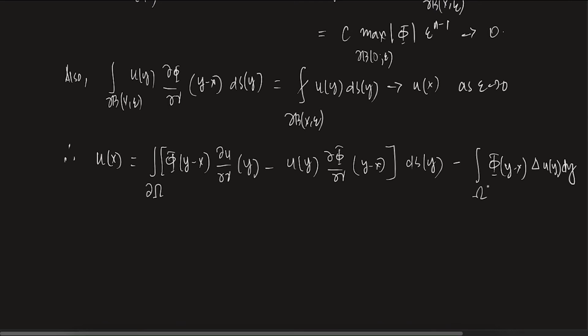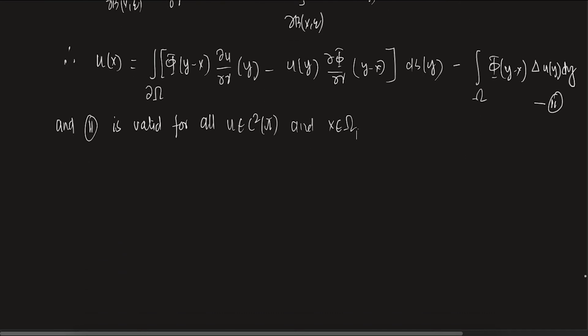So let's call that equation 2. And 2 is valid for all u in C2 of omega bar and x in omega. You can do it for any x in omega. It does not matter, because for any x in omega you can always find a ball, since omega is open.